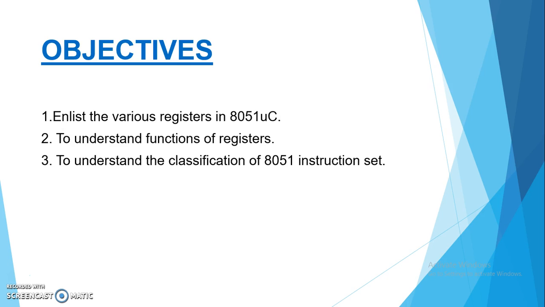These are the main objectives for the session. First, before beginning with the instruction set itself and its classification, one has to understand the various registers of the 8051 microcontroller. So our first job is to highlight the various registers of the 8051 microcontroller. Also, we have planned to discuss their functions. Whether it is general purpose registers or SFR, special function registers, we will be discussing their functions also. And once this is done, we will classify the 8051 instruction set.